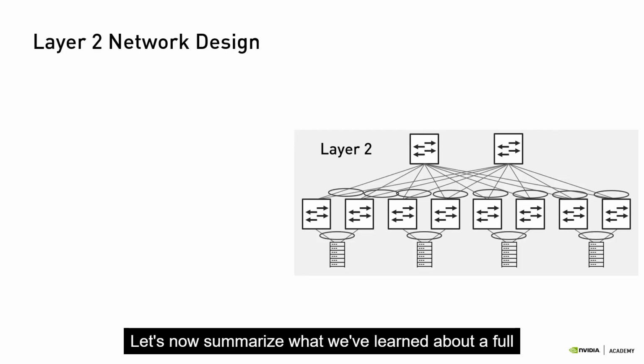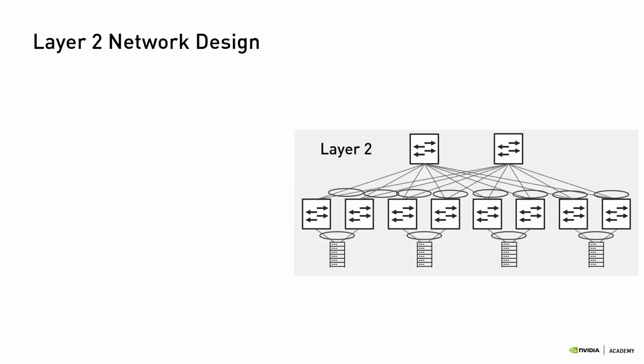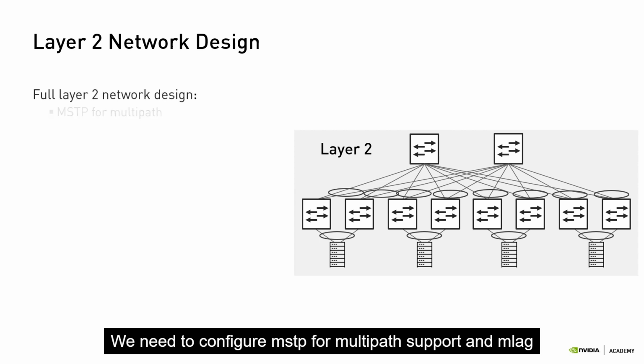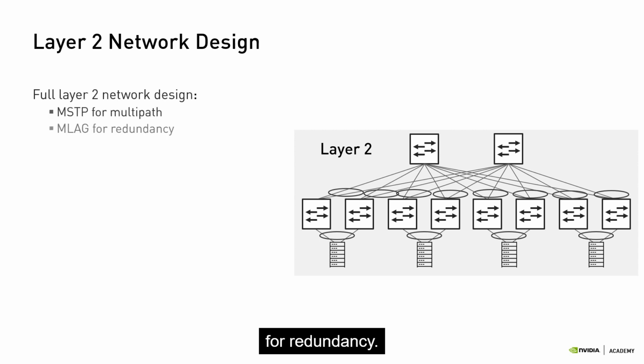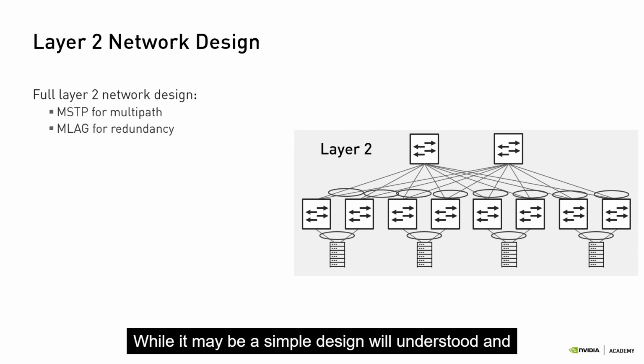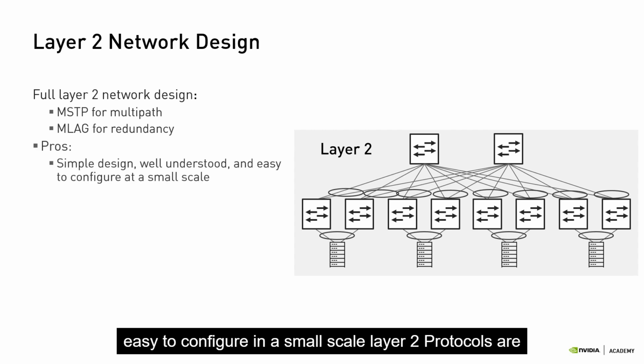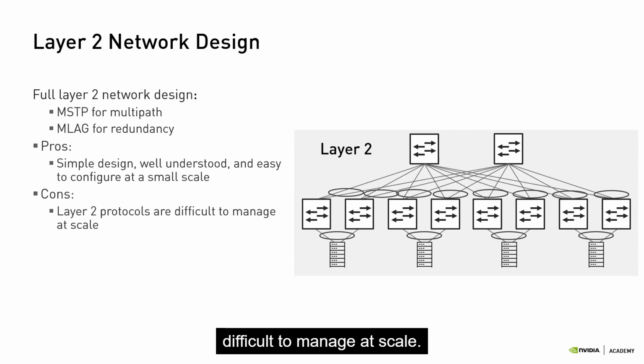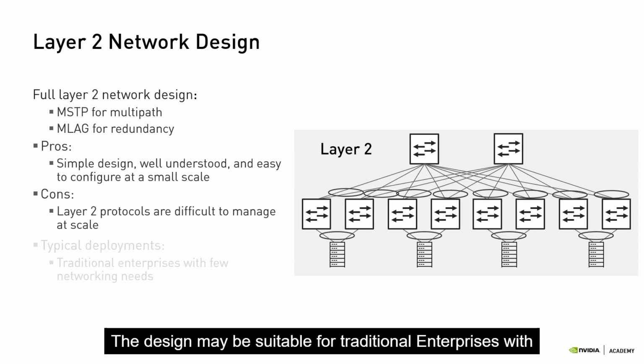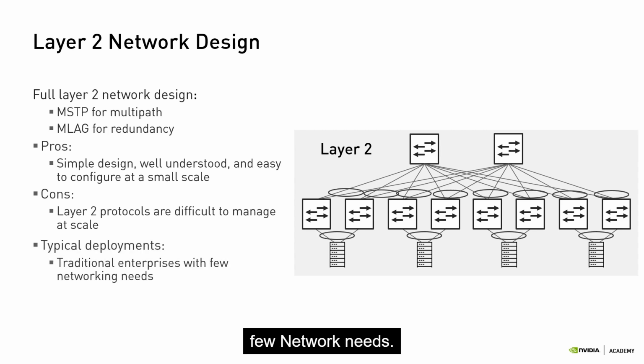Let's now summarize what we've learned about a full Layer 2 network design. We need to configure MSTP for multipath support and MLAG for redundancy. While it may be a simple design, well understood and easy to configure on a small scale, Layer 2 protocols are difficult to manage at scale. The design may be suitable for traditional enterprises with few network needs.